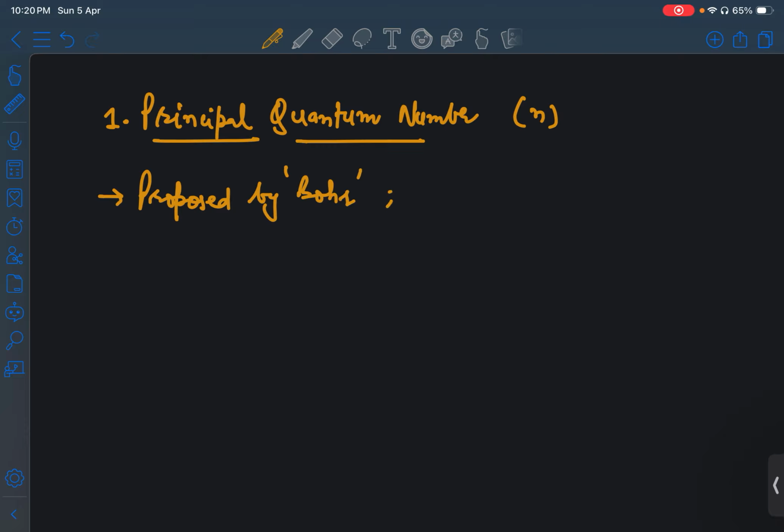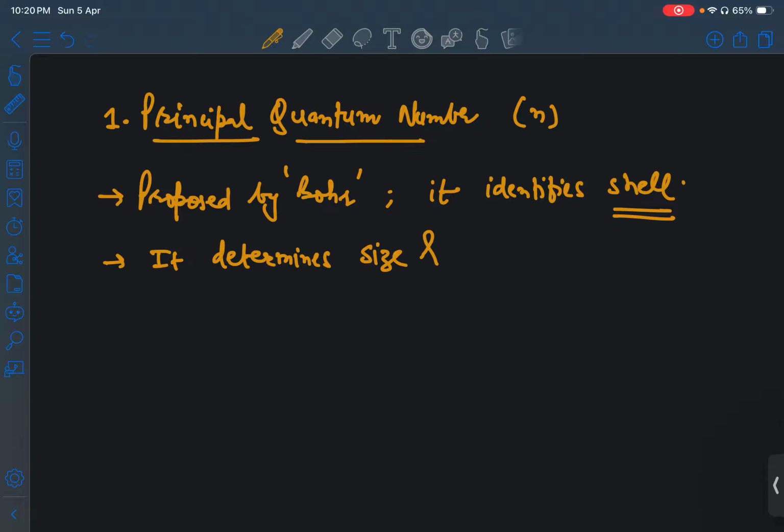And it simply identifies the shell. Its role, its function, is that it identifies the shell, or you can say orbit. It determines the size and energy of an orbital as well.